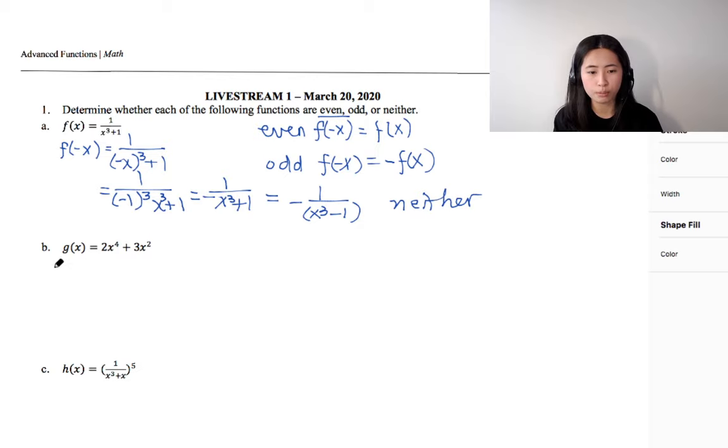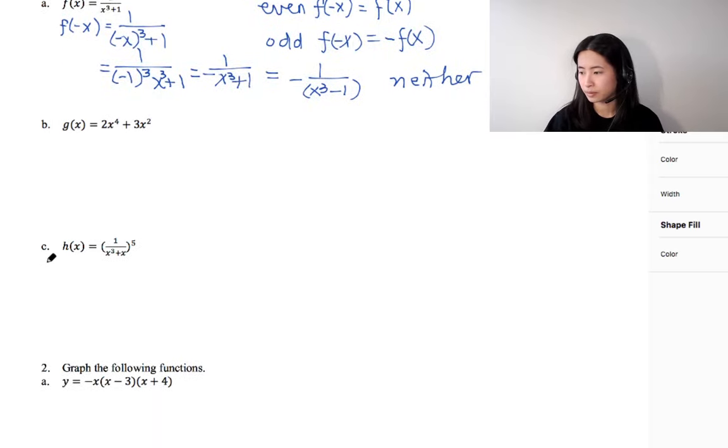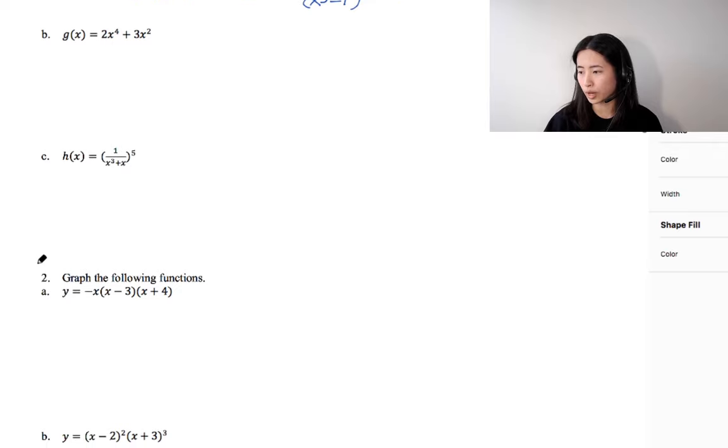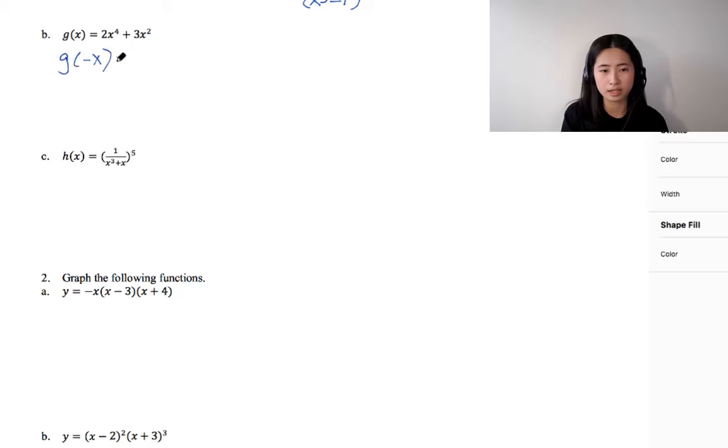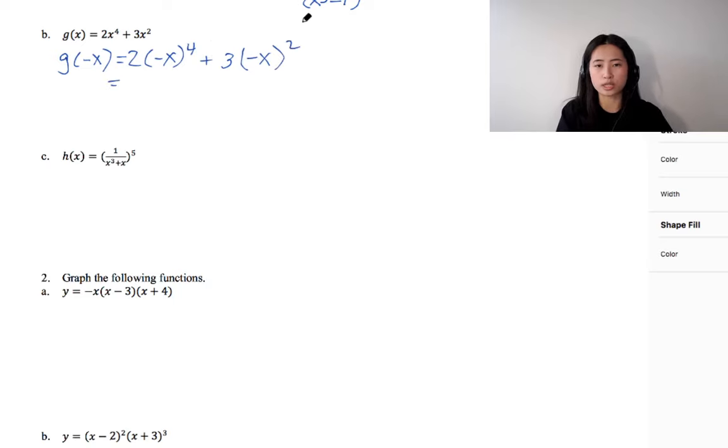Moving on to part B. We have 2x raised to the power of 4 plus 3x squared. So when you plug in negative x, same thing, negative x raised to the power of 4 plus 3 times negative x squared, you're going to see that you have even exponents. So what's the rule when your coefficient is negative, or any number really, when you raise it to an even exponent? It's always going to be positive.